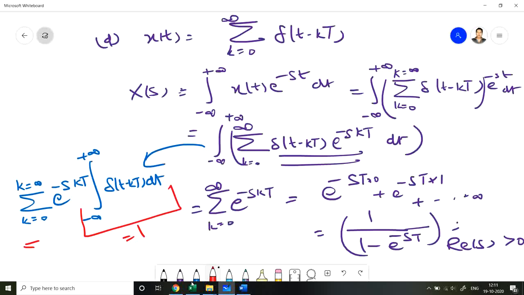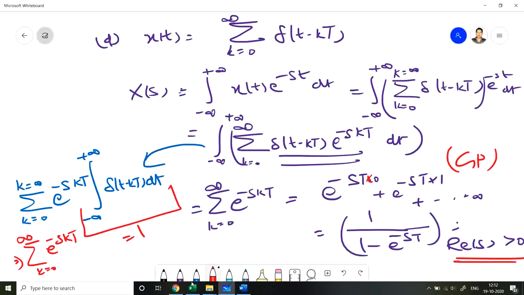So the remaining term is summation k equals 0 to infinity e raised to the power minus skT only. The series expansion is basically a GP. It is an infinite GP, the infinite series is there. So the first term is 1, and the common ratio is e raised to the power minus sT. Then first term divided by 1 minus common ratio is the solution.